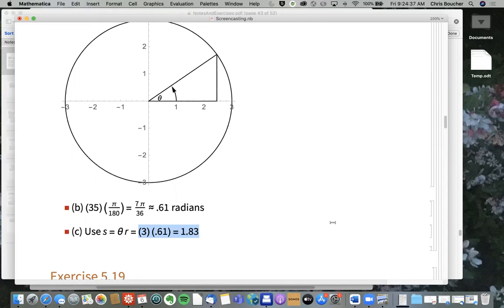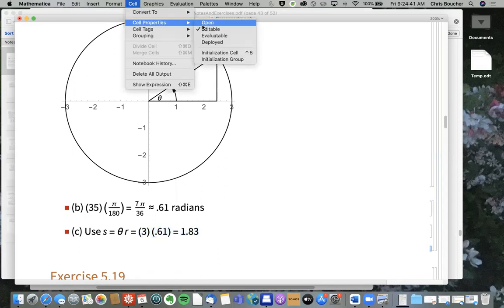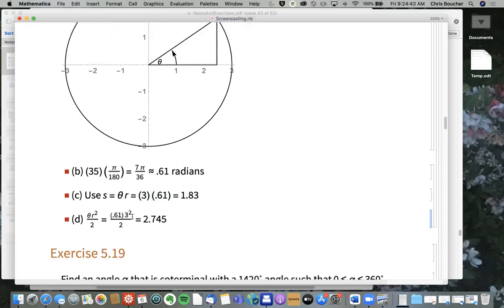And then for area, I use the other formula, right, which is theta r squared over 2. Right, so there's the formula. Again, I'm careful to use radian measure, right? So there's the value of theta, and r is 3, right? So I get a 3 squared. I do that on a calculator, and I come out with that number for the area.